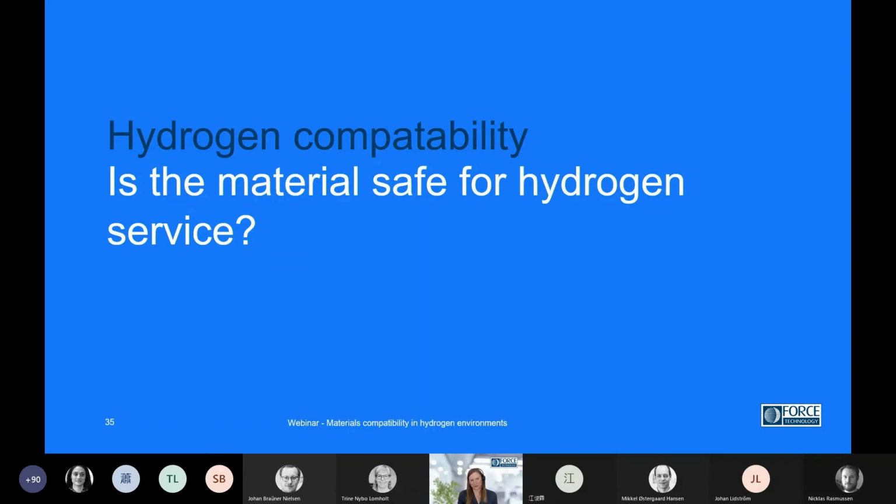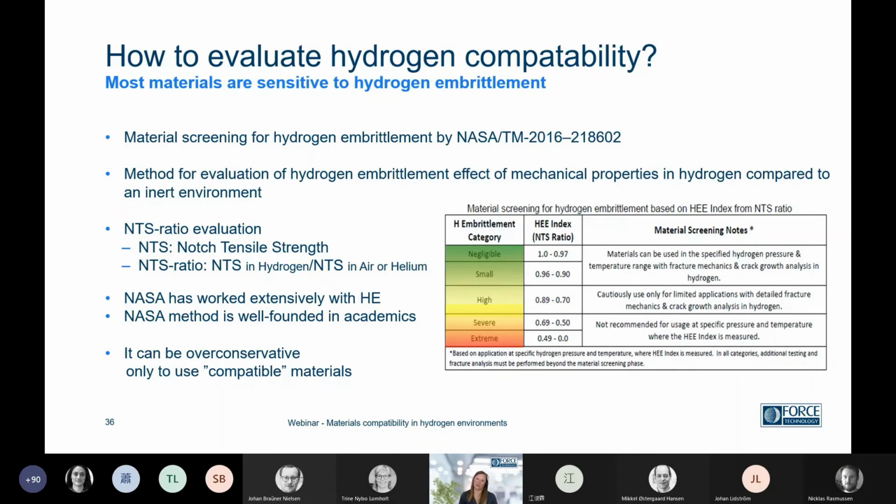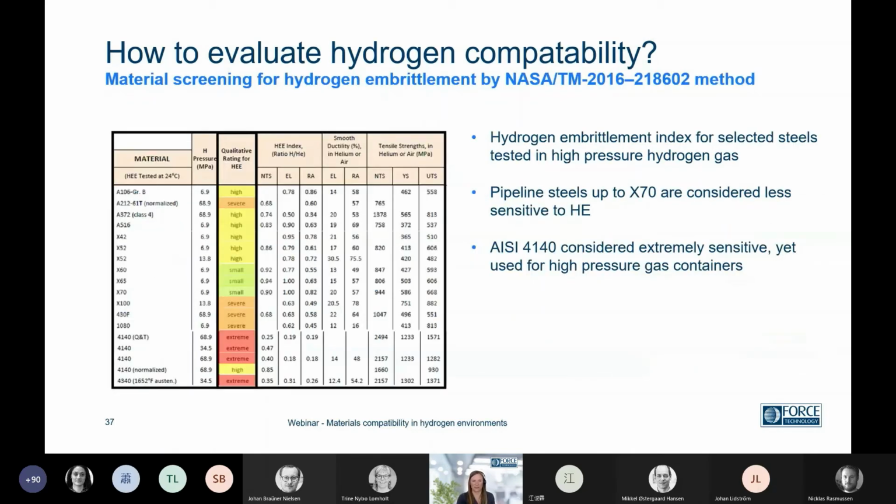Yes, I know it's very long, but is the material safe for hydrogen service? That is a very hot topic, and we have different methods because actually most materials are sensitive to hydrogen embrittlement. We have, of course, the standards saying something. Then NASA worked with hydrogen embrittlement for many, many years, and it's quite well founded in academics what they did. The message is maybe not the best because most materials are sensitive.